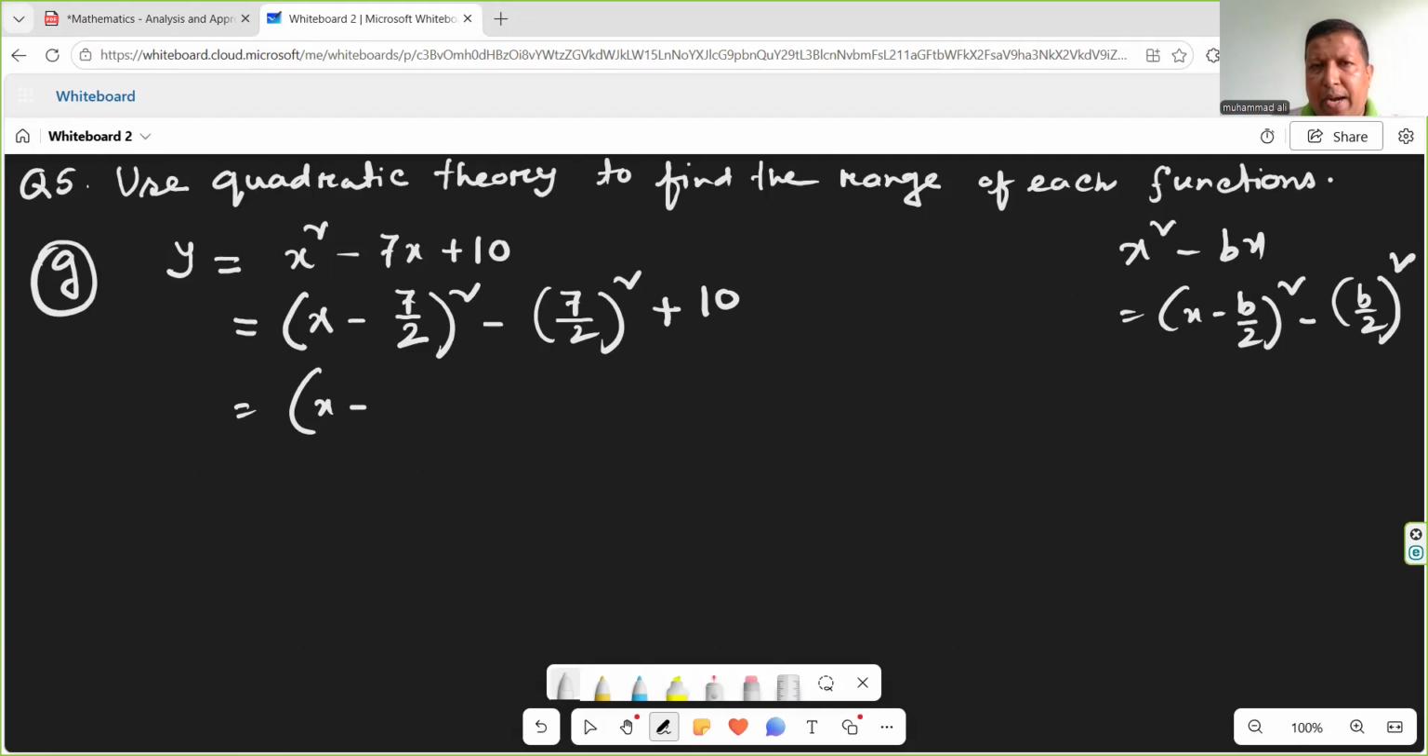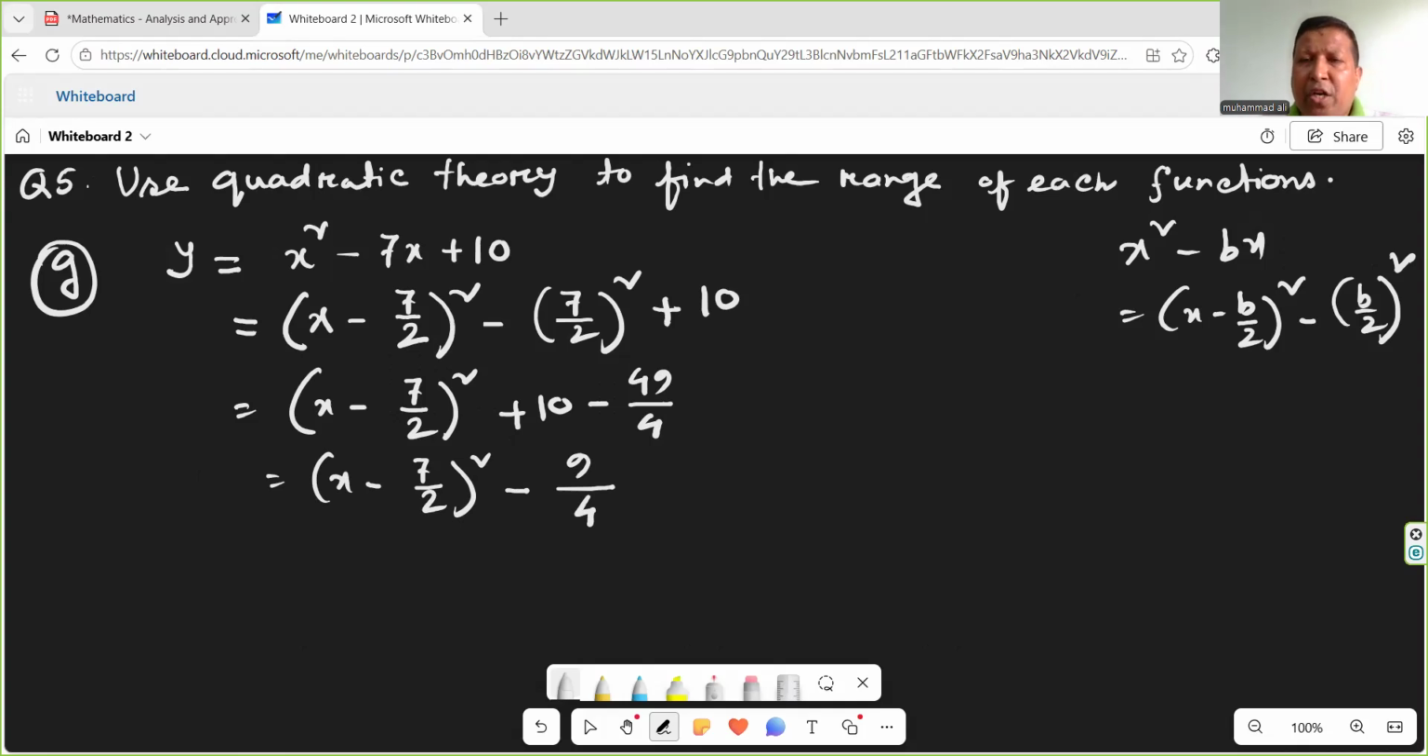So (x minus 7/2) whole square, it will be plus 10 minus 49/4. If we simplify, here we'll get minus 9/4. So definitely this is U-shape, and this one is the lowest value or minimum value of this curve. And for x equals 7/2, if we put the x value 7/2, then we get the minimum value.